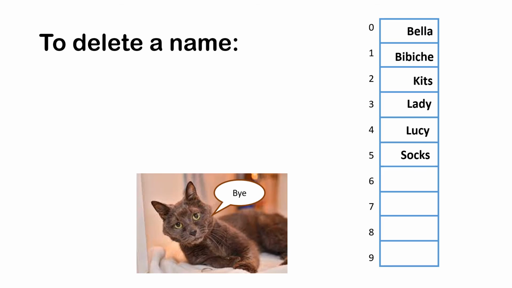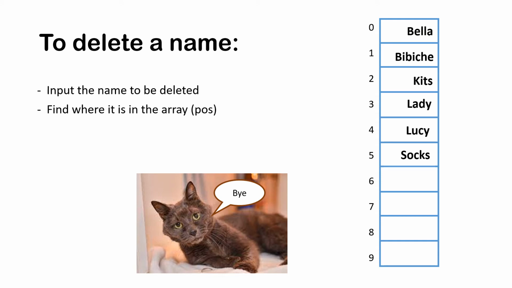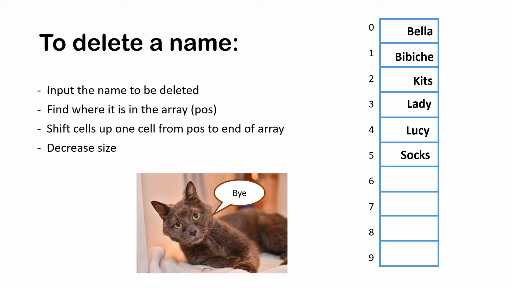To delete a name, the technique is a little similar. It's actually simpler. We input the name to be deleted. We find where in the array that name currently is, and we'll indicate that in a little variable called pos. And then we shift the cells up one cell from pos down to the end of the array. And then decrease the size.